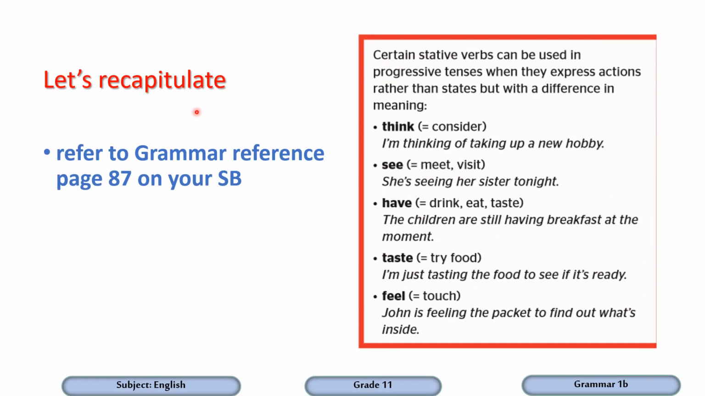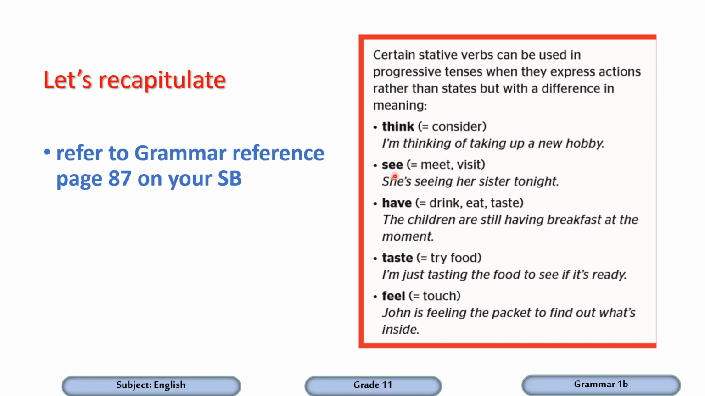Let's recapitulate. Please refer to the grammar reference page 87 on your student book and don't forget to use your highlighters. Look here. Certain verbs or stative verbs can be used in progressive tenses. Means that you can say, I'm thinking, I'm having. But there is a rule for this. When they express actions rather than states, with a difference in meaning. Think, the verb think here, when it means consider, I have something in my mind or I'm planning to do it, you can put it in the progressive. It's not an opinion, be careful.